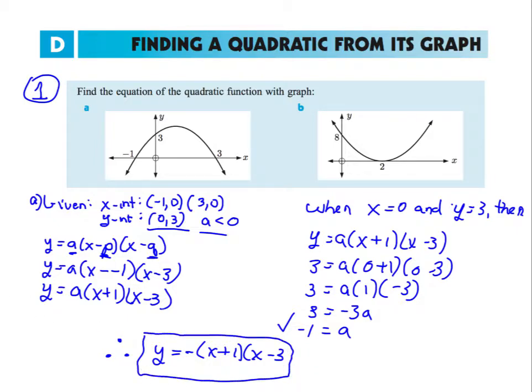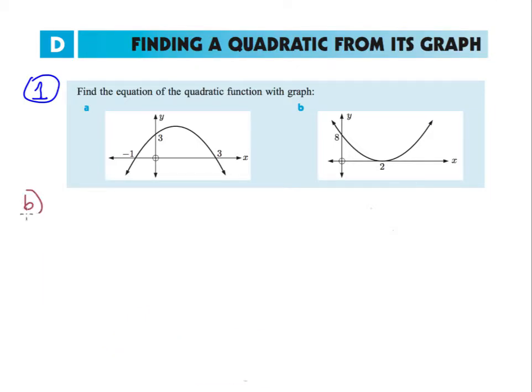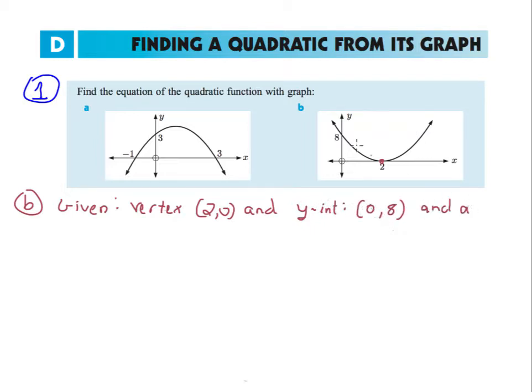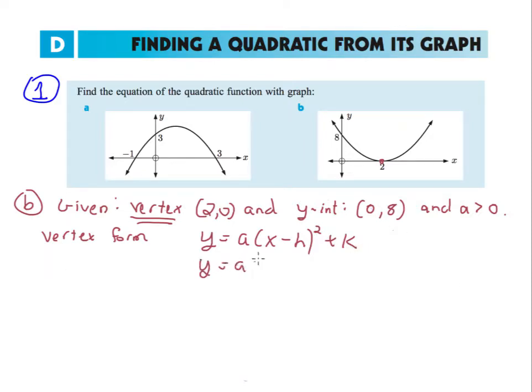Okay, now let's try example B. Example B is slightly different because what was given to us is just 2 points. We're given the vertex, which is 2, 0, and we're given a y-intercept of 0, 8, and it's facing up, concave up, so we know a must be positive. Since I'm given the vertex, I'm going to use the vertex form of the equation this time. Vertex form is y equals a parentheses x minus h close parentheses squared plus k, where h and k is my vertex.